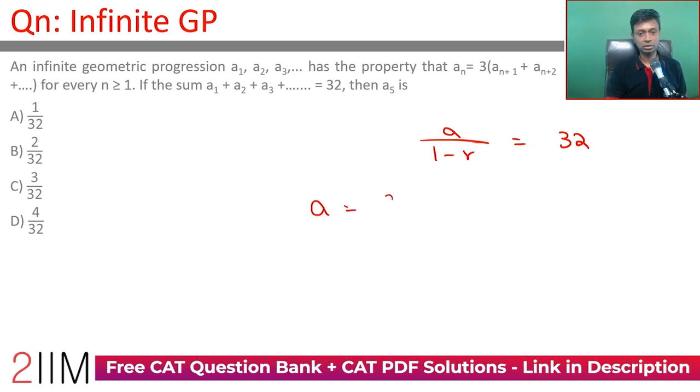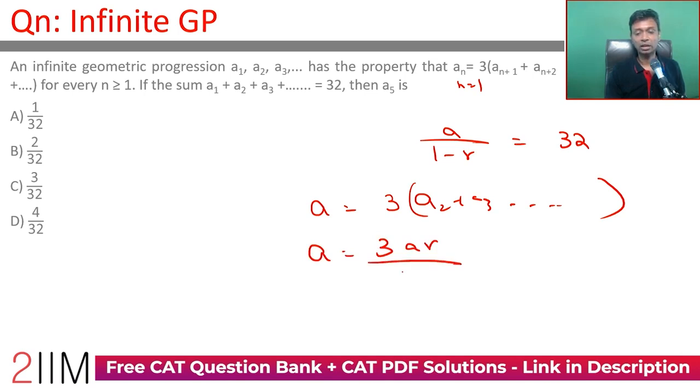A equals 3 times a2 plus a3 and so on. This is also an infinite sequence. In this expression, I am putting n equal to 1. A2, this is a geometric progression with the first term being AR and the sum being A R by 1 minus R. Or A equals 3 times A into R by 1 minus R, or 1 minus R equals 3R, 1 equals 4R, R equals 1 by 4.